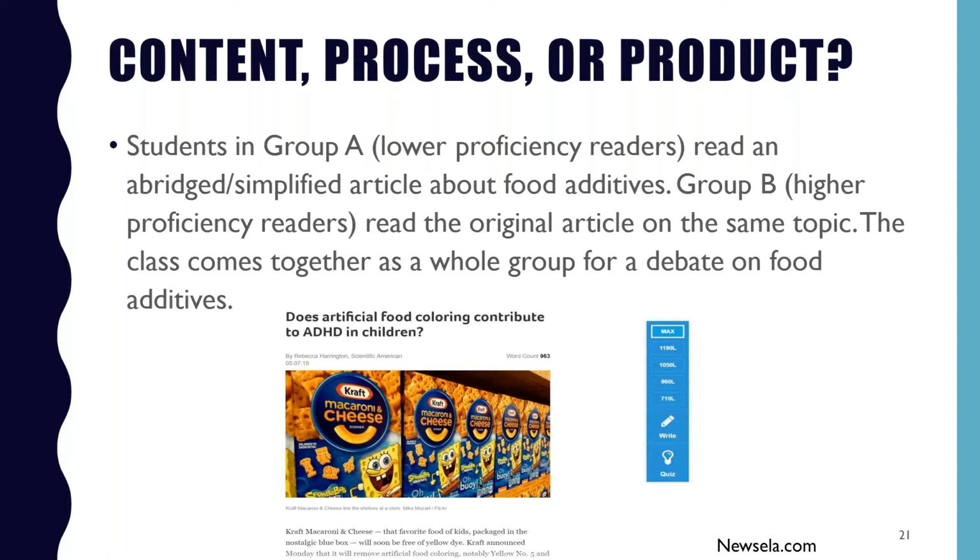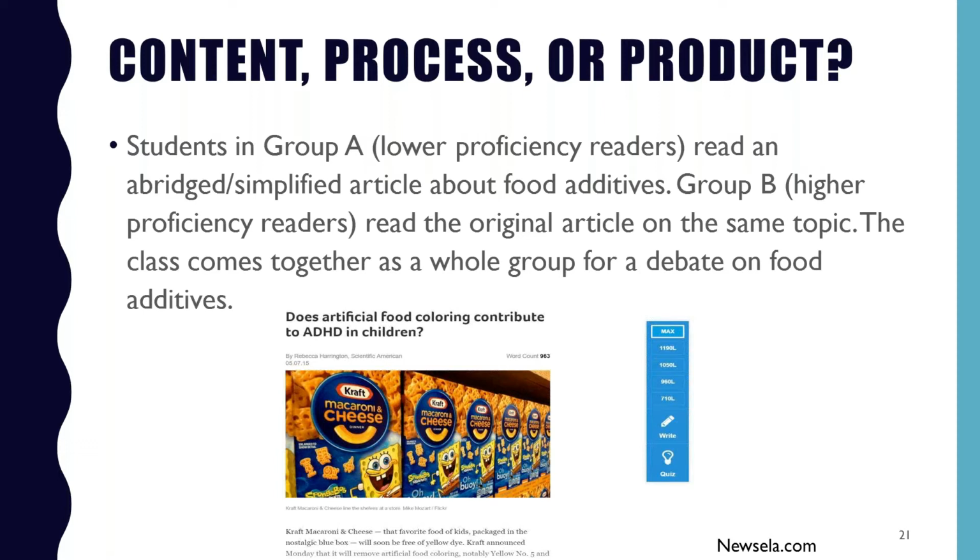The lower level with one type. I'll give you some examples in a minute. And the higher level group with another type of content. You can differentiate the process and also the product. So I'm going to go through these quickly for the sake of time. So for example, this one would be differentiating content.